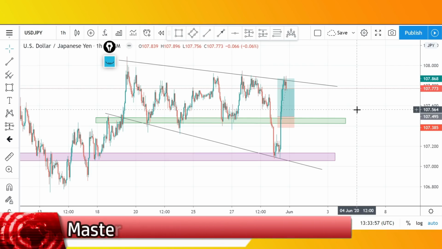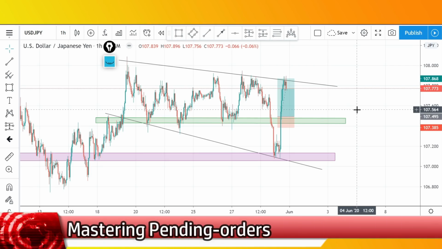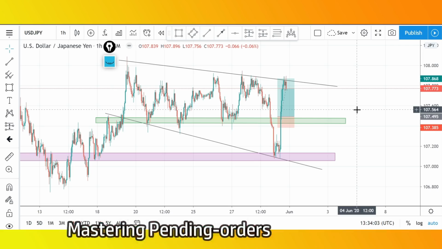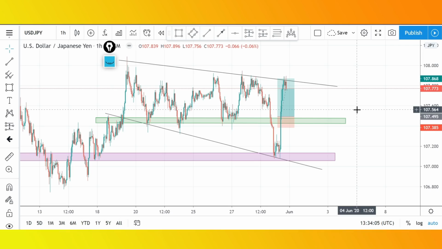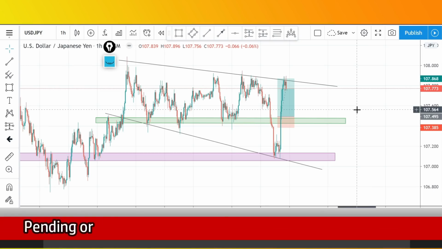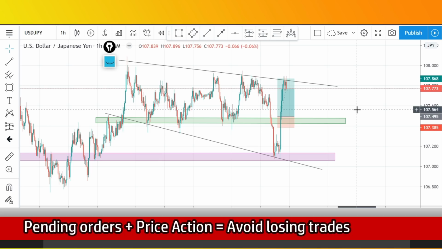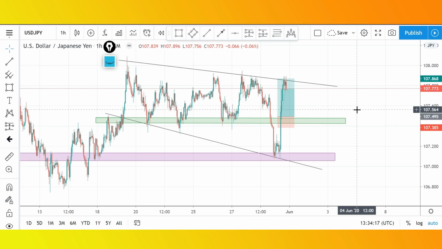So the first tip, guys, is basically mastering pending orders. Yes, these underrated trading tools are your gateway to actually growing your small account with your risk decreased by almost 50%. So I'm going to show you guys how to effectively utilize your pending orders, because pending orders together with price action will help you avoid losing trades and actually help you execute only highly probable trades.